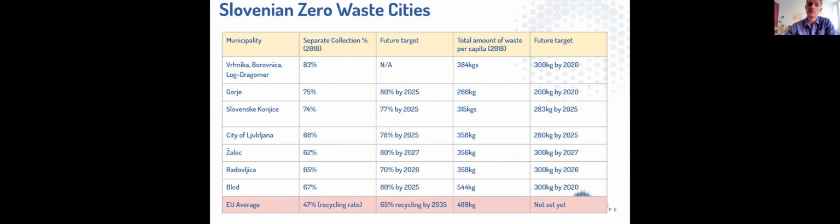There's some ambitious national legislation that underpins this success. A network of zero waste cities here, and some of the figures you'll see is that the separate collection rate is way above the EU average, but of course, combining this with the total, so this is total waste, not just municipal waste as well. So this is a much broader picture. In comparison to the EU average, and the ambitious goals set for the future.